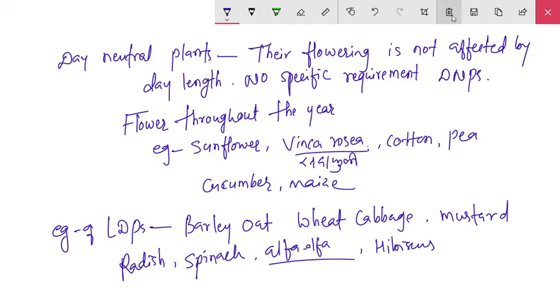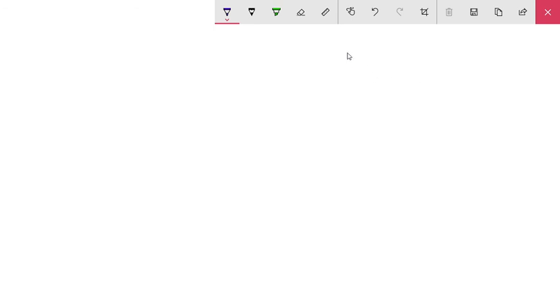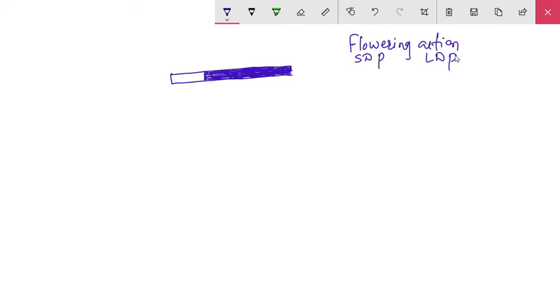So I will draw here one figure. It is the flowering action. Okay. So there are 4 different conditions. So it is the whole day where the day is short. So it is the first condition. Okay. So the day period is short and the night period is long. Okay. So there are 2 different plants, SDP and LDP, okay, short day plant and long day plant.